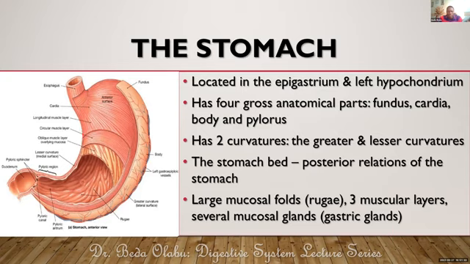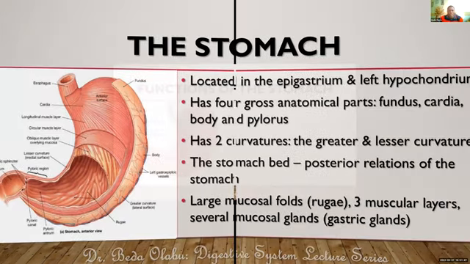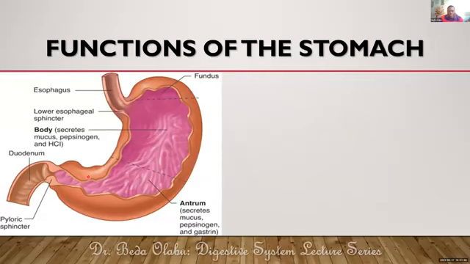The mucosa of the stomach consists of several glands. We call them the gastric glands, several of them. And I'll be talking about them shortly.